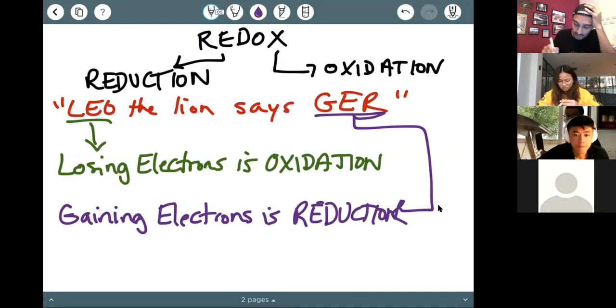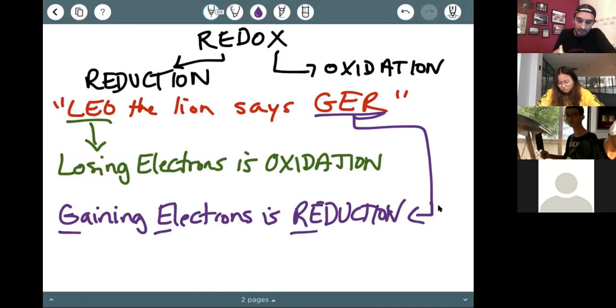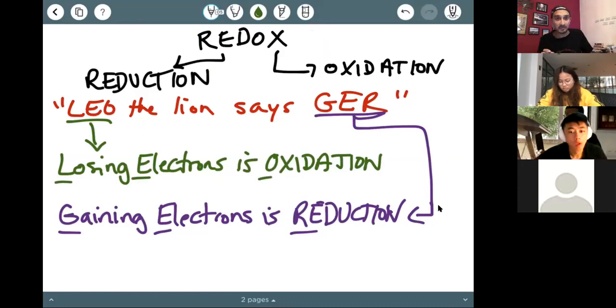This is so cool. Technology. Okay. Gaining electrons is reduction. And I have way more colors than I would at school.